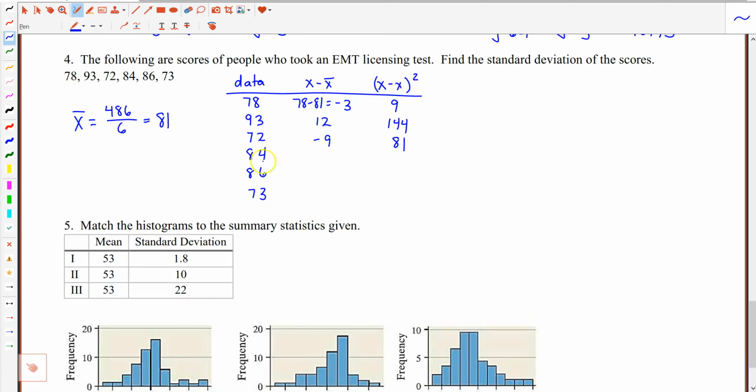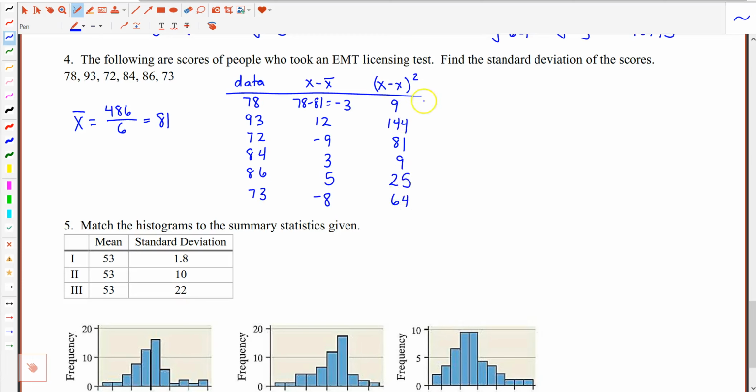The next deviation is 84 minus 81, or 3. 3 squared is 9. 86 minus 81 is 5, and then 5 squared is 25. And then finally, for the last data value, 73 minus 81 is negative 8. Negative 8 squared is positive 64.